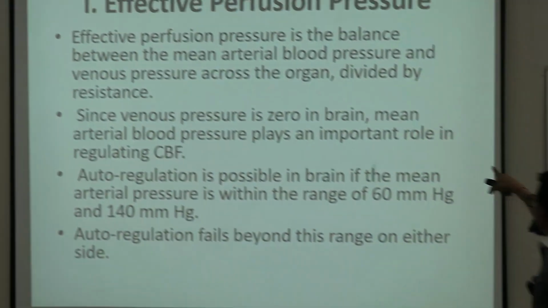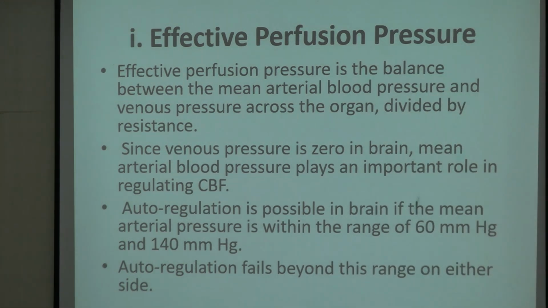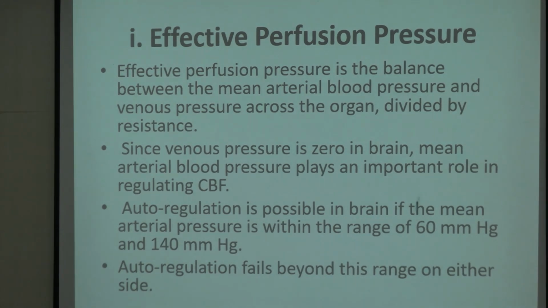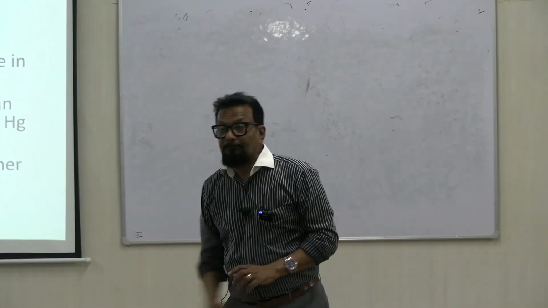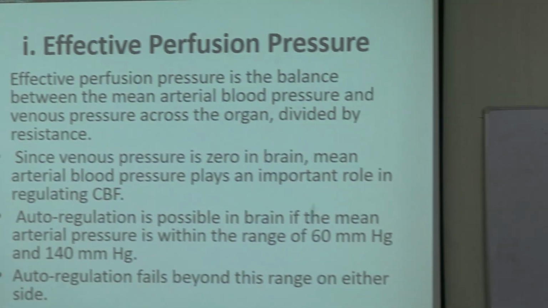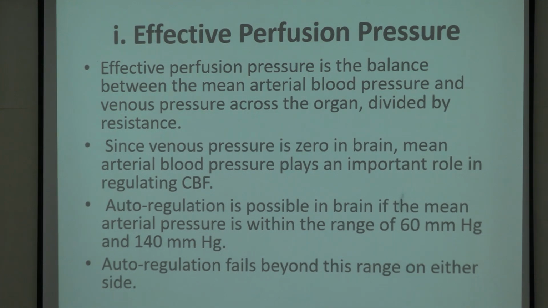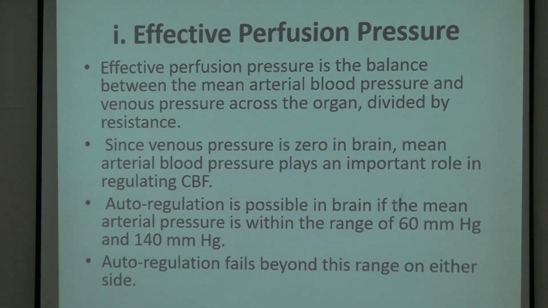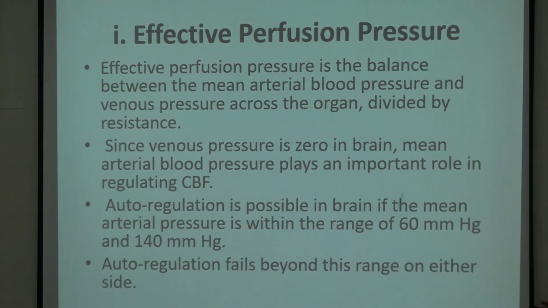The effective perfusion pressure is the balance between the mean arterial pressure and the venous pressure across the organ. Understood at this point? What is perfusion pressure? The arteriovenous pressure difference divided by the resistance. That will determine effective perfusion pressure. Since venous pressure is 0 in the brain, it is the mean arterial pressure that will determine it, and the resistance. Flow is inversely related to resistance, and directly related to arterial blood pressure. And this is the pressure range. Auto-regulation fails beyond this range, as I discussed.